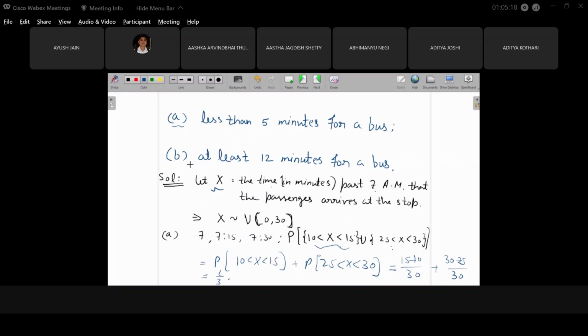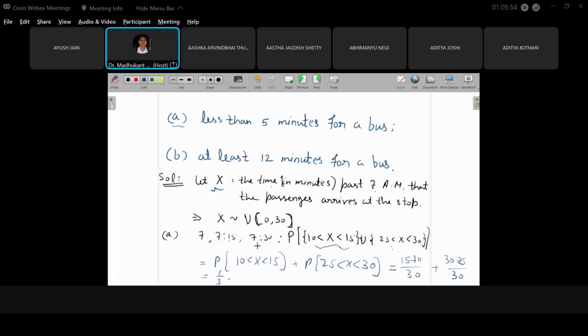Now, if you look at this, he should wait at least 12 minutes for a bus. So when should he arrive? Only two buses are there, at 7:15 and 7:30. So he should arrive between 7 to 7:30 and 7:15 to 7:18. Right? These are the only two possibilities where if he arrives, he should wait at least 12 minutes for a bus.